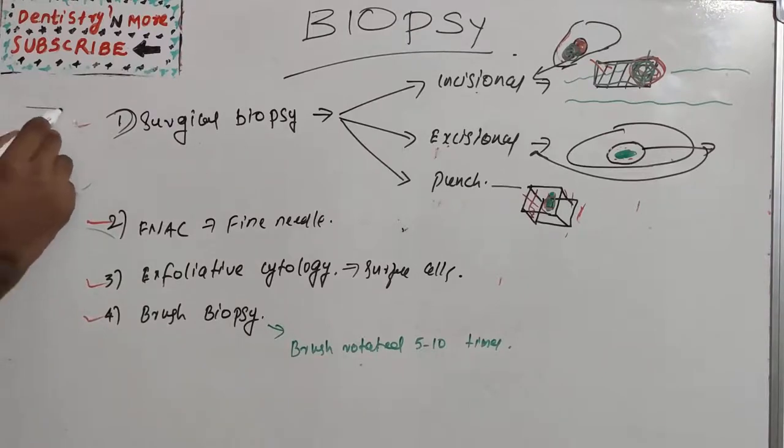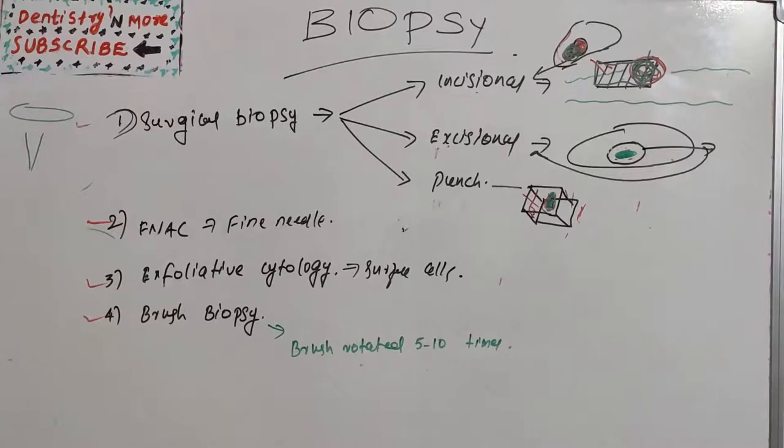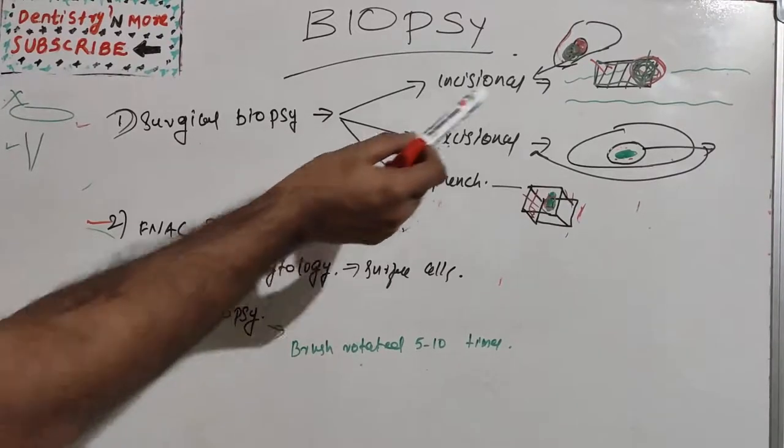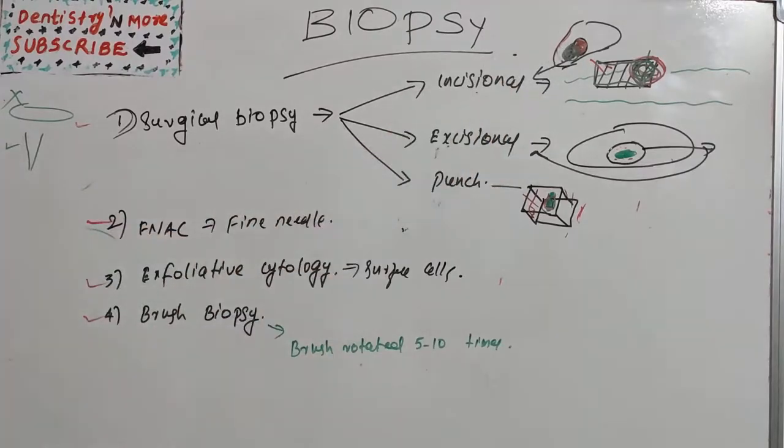A narrow and deep specimen is preferred rather than a broad and shallow one. A narrow deeper one is always preferred rather than a broad and shallow one. So that is incisional biopsy. It should extend from the ulceration out onto clinically normal tissues, so clinically normal tissue also should be included in the specimen.